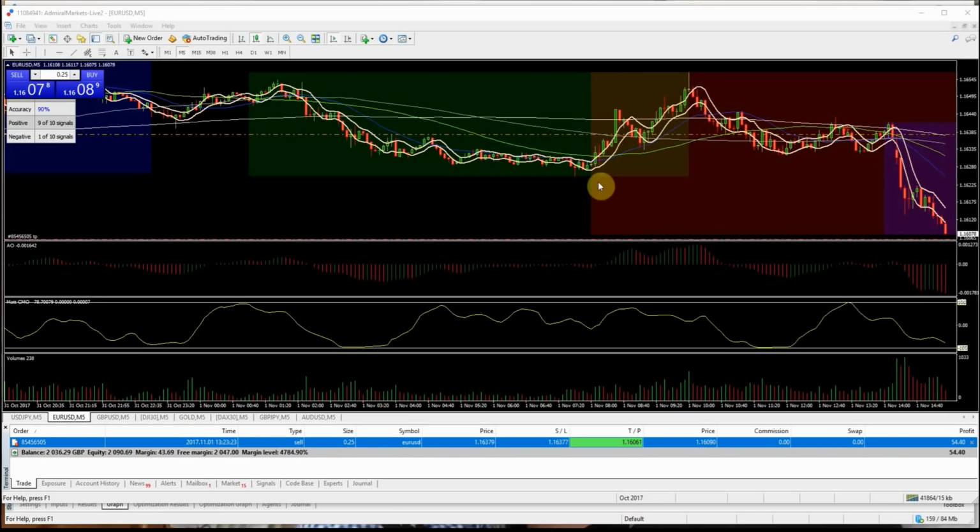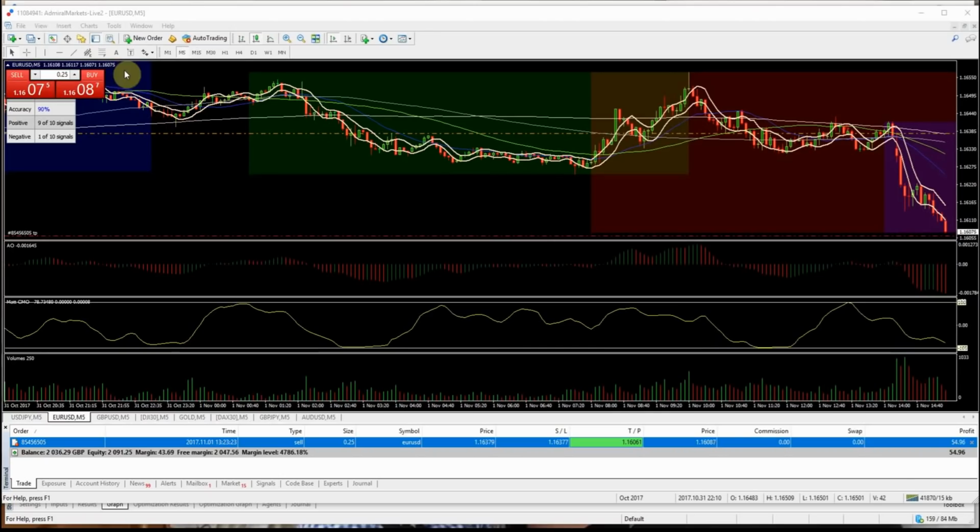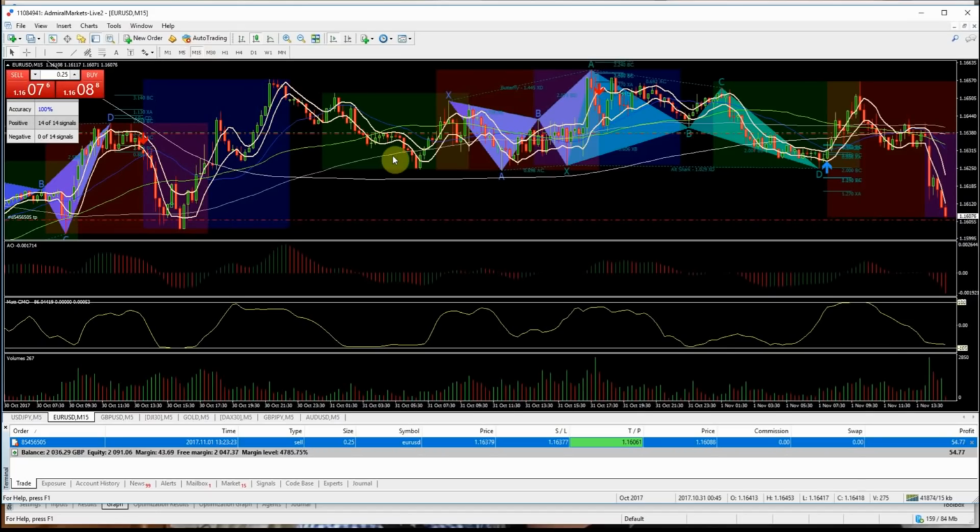Okay, just back on this euro dollar trade, and we're breaking down. We're very, very close to target now. So we'll see if we can get a hit on target. I'm just now recording live to see if we can get this.